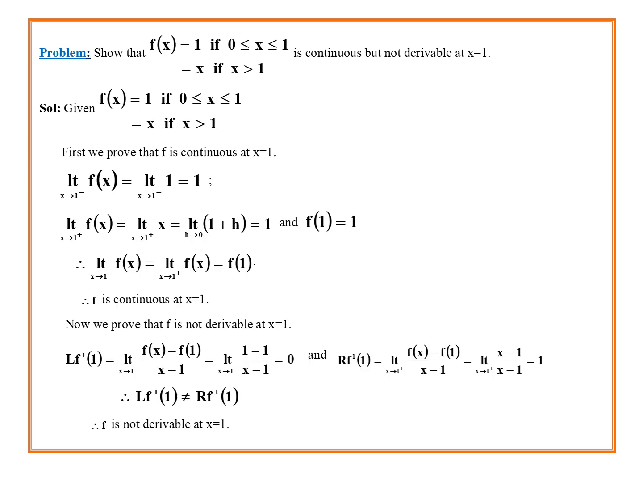Now we have to prove that f is not derivable at x is equal to 1. For that we are finding the left hand derivative and right hand derivative. If both derivatives are equal, the given function f of x is derivable.